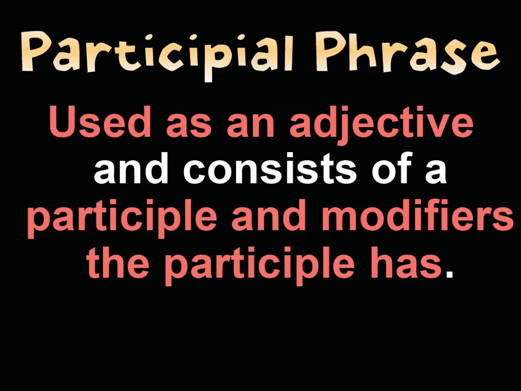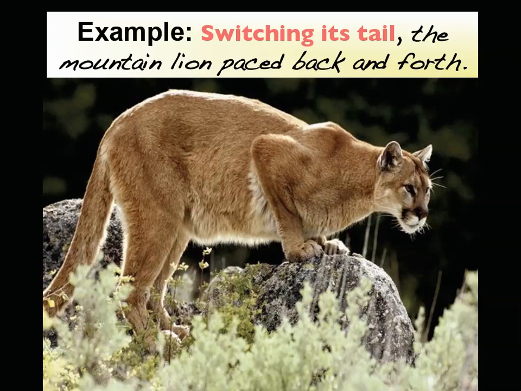So now that we understand what a participle is, let's look at participle phrases. Participle phrases are used as adjectives and consist of the participle and modifiers the participle has. Switching its tail, the mountain lion paced back and forth. So switching is the participle in this, but we need to include its tail because those are modifiers. That whole phrase modifies the mountain lion. So that is a participle phrase.